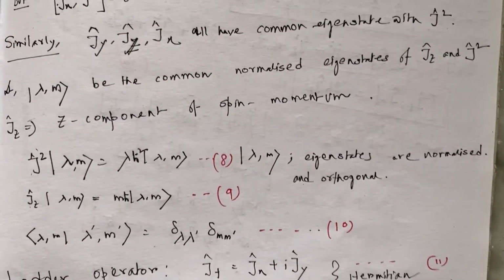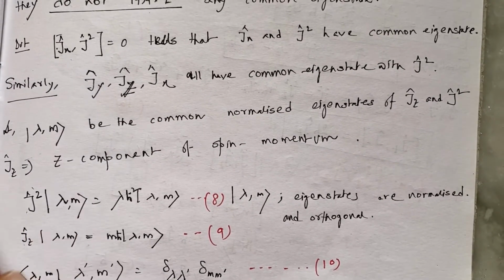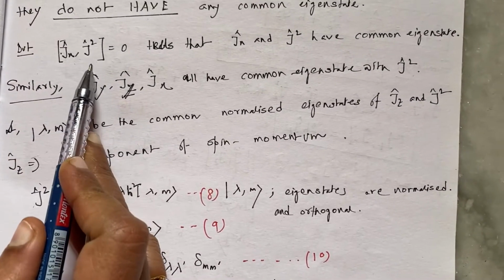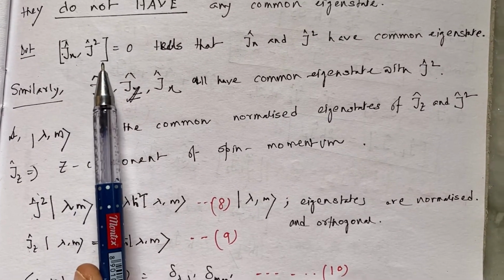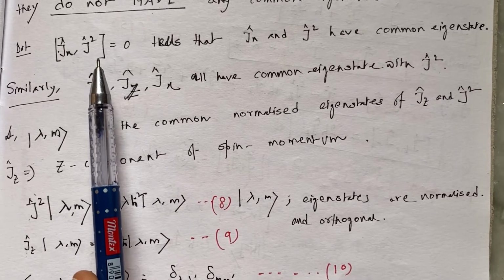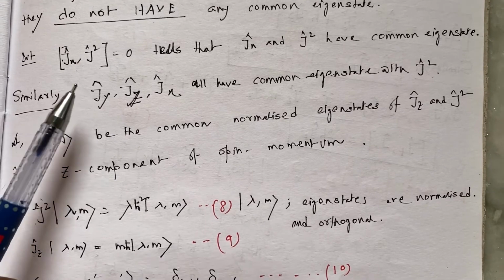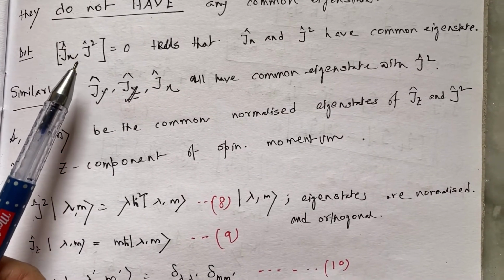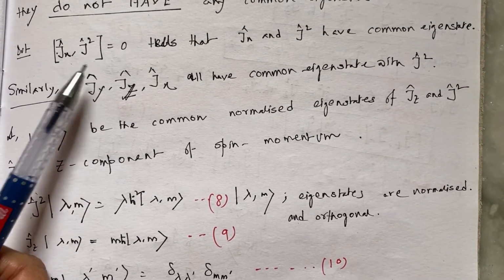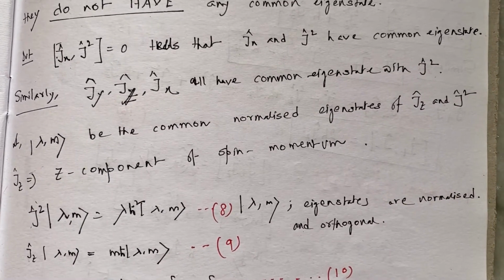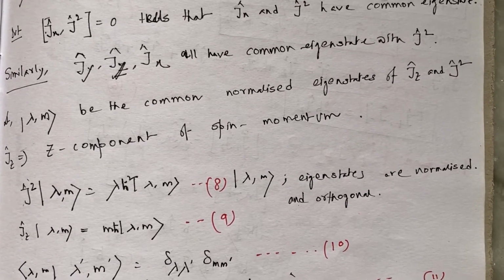But as these individual components commute with the total value of the angular momentum, that tells me that this Jx and J square will have a common set of eigenstates. And if this is Jy, then we will have the commutator of Jy and J square equal to 0, which means Jy and J square will have a common set of eigenstates. Similarly, this is the case for Jz also.